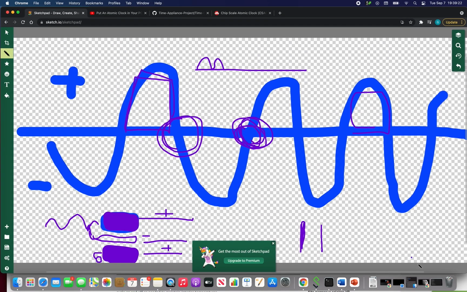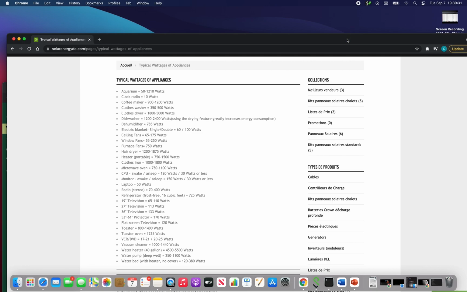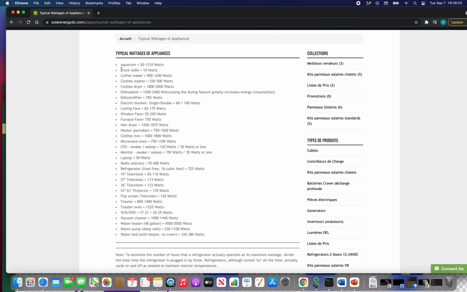Now, what devices, how much do household devices use with power? Well, here's a picture of some typical ones. The only thing I can find is a clock radio using 10 watts of power. Everything else in the house really does use more power, even a blanket, fans, everything.